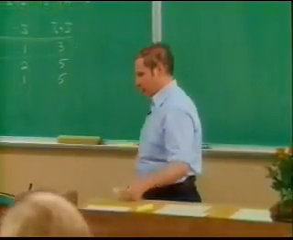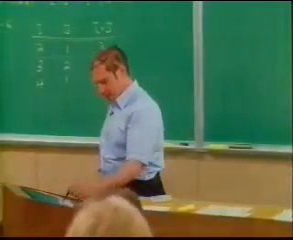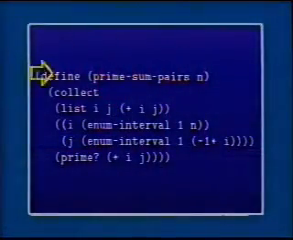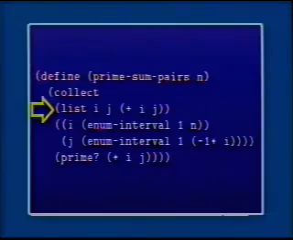Here's prime sum pairs again, written using collect. It says, to find all those pairs, I'm going to collect together a result, which is the list i, j, and i plus j. That's going to be generated as i runs through the interval from 1 to n, and as j runs through the interval from 1 to i minus 1, such that i plus j is prime.